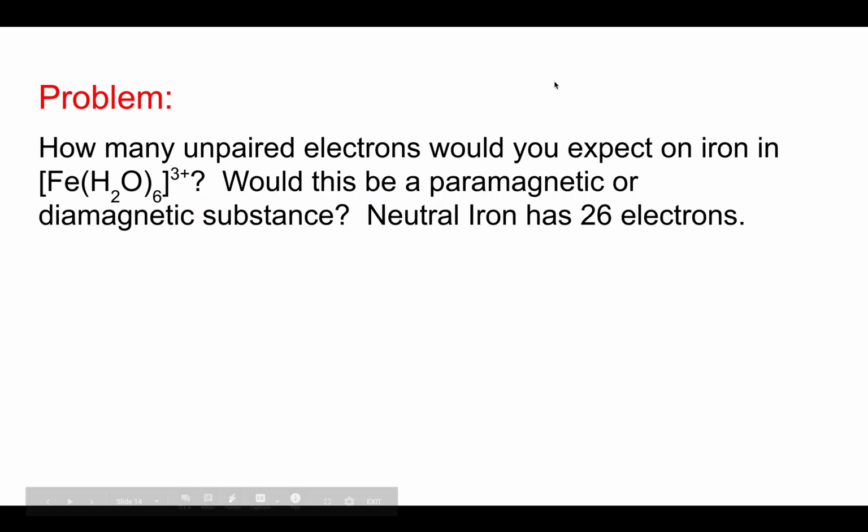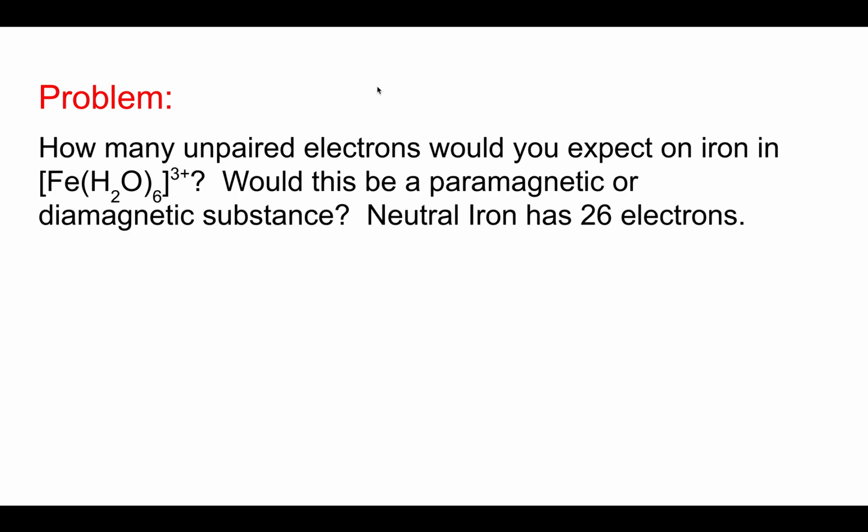Okay, so here's a problem for you. We have this complex. We have iron with these 6 water molecules, and we say this complex has a 3+ charge. Now, would this be paramagnetic or diamagnetic? Okay, keeping in mind that neutral iron has 26 electrons. So you can pause it and work on it for a little while.